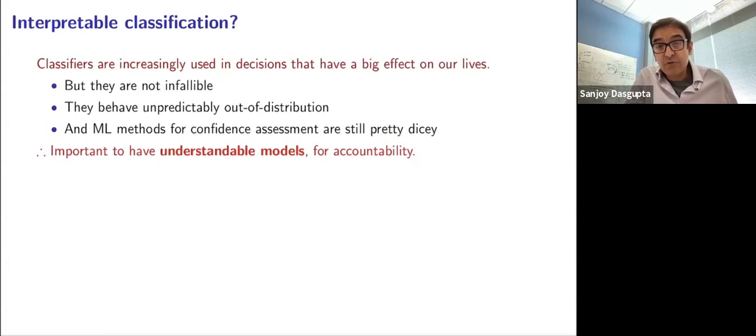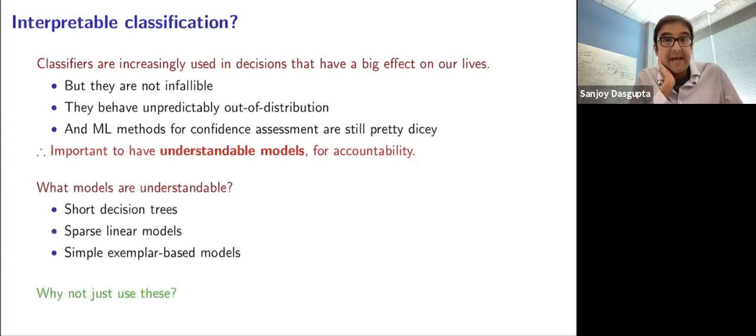And in fact, if you run them on data that's different from the training distribution, who knows what they're going to do? And perhaps worst of all, I think that the technology for confidence assessment, for knowing when they should abstain, is still in a pretty primitive state. And so for all of these reasons, for accountability, it's important to have understandable models. Okay, so what kind of models are understandable?